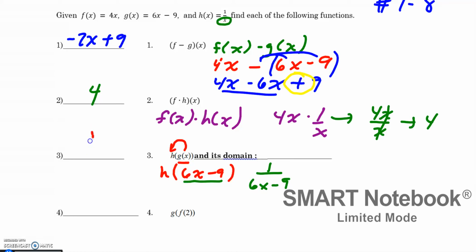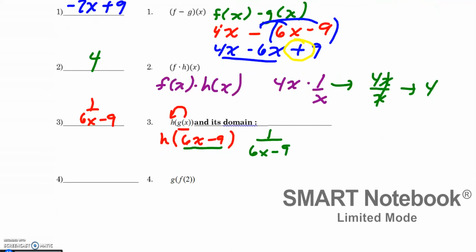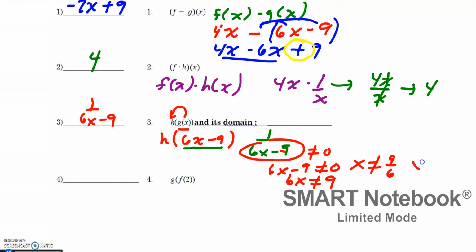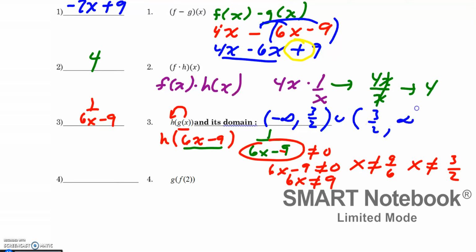Now, if I would like to find its domain, because this is a rational expression, I know that this denominator cannot equal 0. So if I solve this, 6x minus 9 cannot be 0. That means that 6x cannot equal 9, which means that x cannot equal 9/6, or if reduced, cannot equal 3/2. So that means my domain is everything but the number 3/2. So it would be from negative infinity to 3/2, not included because it cannot equal 3/2, union 3/2 to infinity.